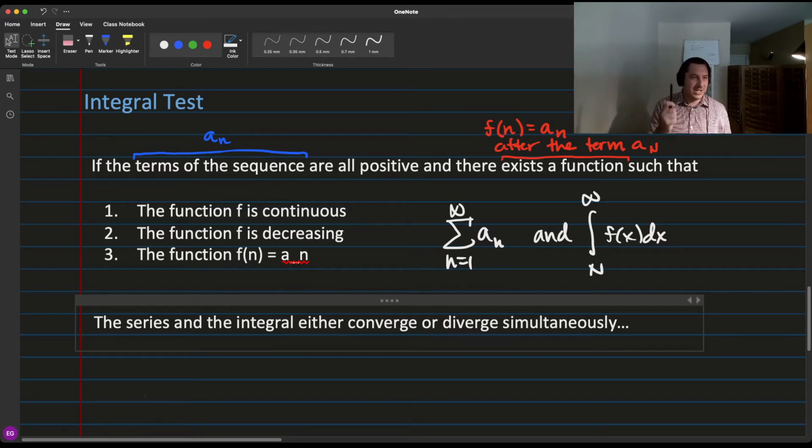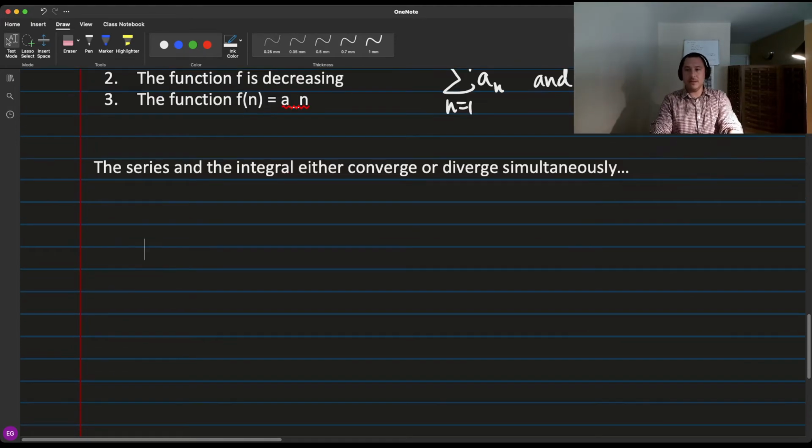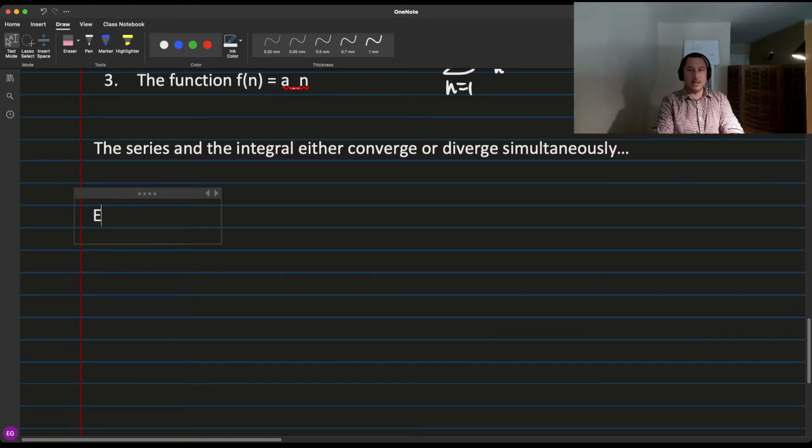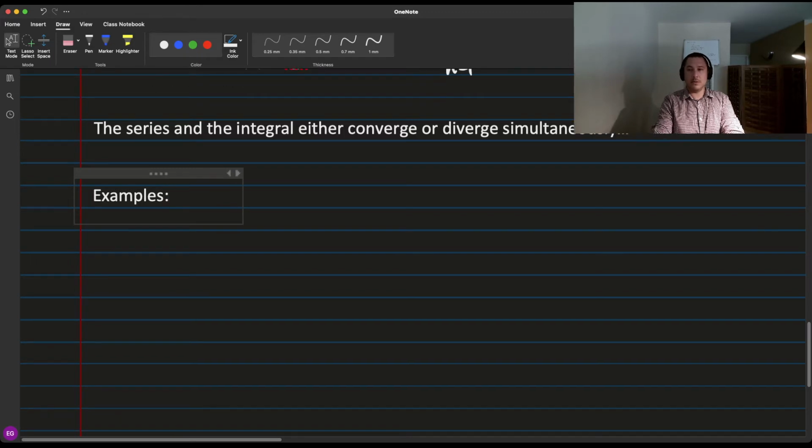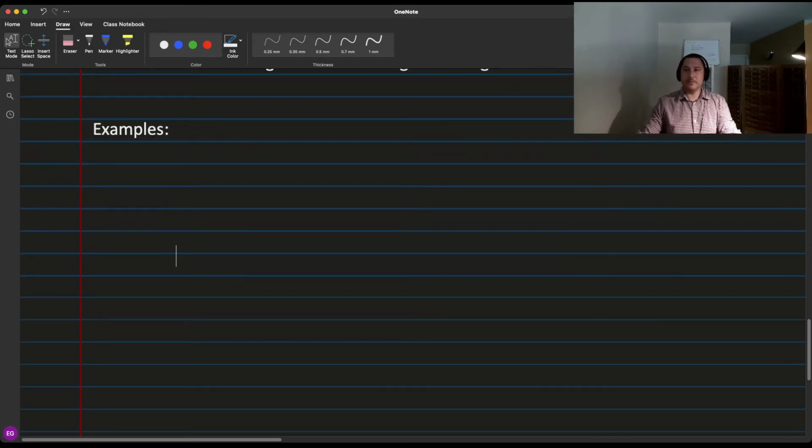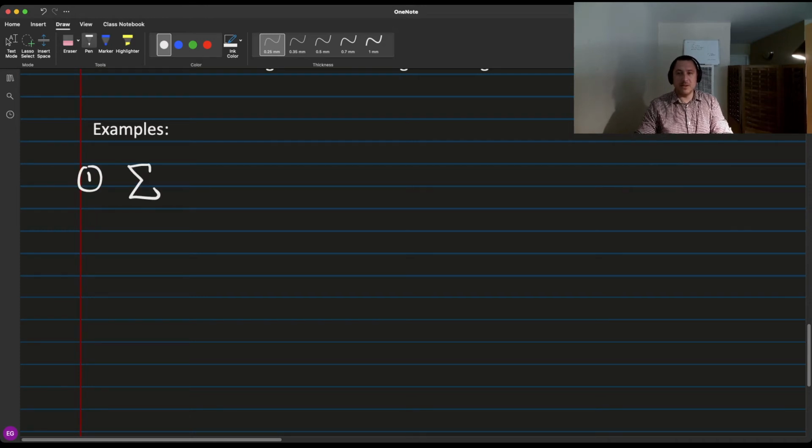Okay, so let's do an example. There's a lot there, right? So, examples. First example: let's determine whether this series converges or diverges. The infinite sum from n equals 1 to infinity of 1 over n cubed.